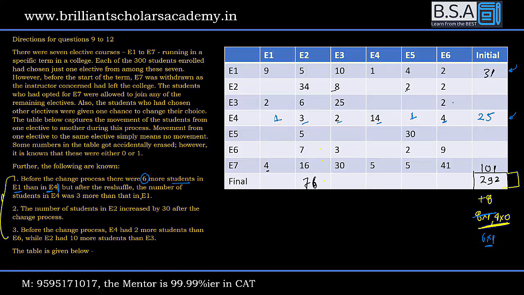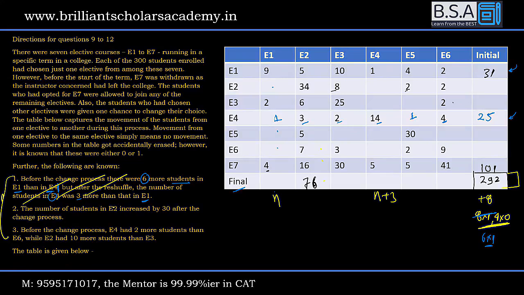But after reshuffle, in E4, there were 3 more students than E1. After means final. Here there are many empty slots. I do not know what I will have here. Whatever number I have here, here I will have n plus 3. It clearly says that after reshuffle there were 3 more people in E4 as compared to E1. So I'm writing n here and n plus 3 here. I've completely drained this information.